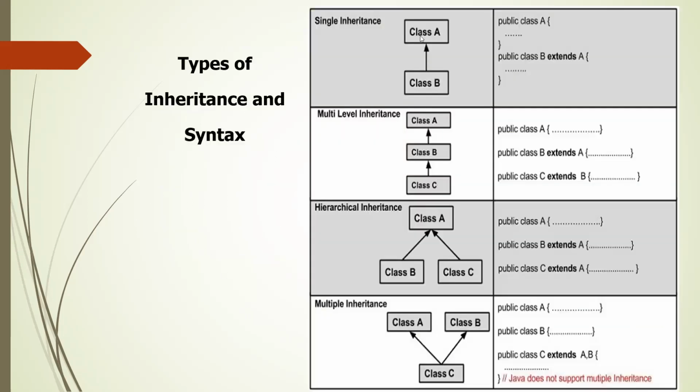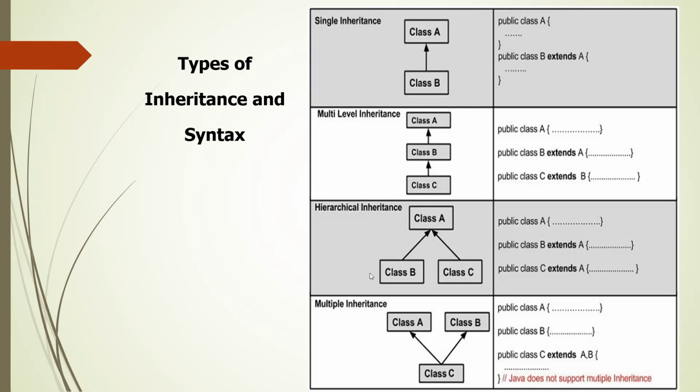The types of inheritance are shown here with diagrams, and the syntax is also shown. Single inheritance: there is class A and class B. Class B is the child of class A. It directly inherits all the properties of class A. Multi-level inheritance: there will be multi-level children inheriting the parent class features. So here class C extends the behavior of class B, and class B extends the behavior of class A.